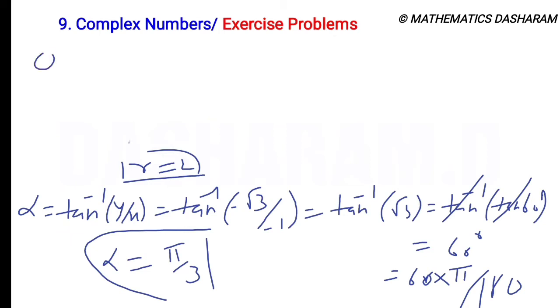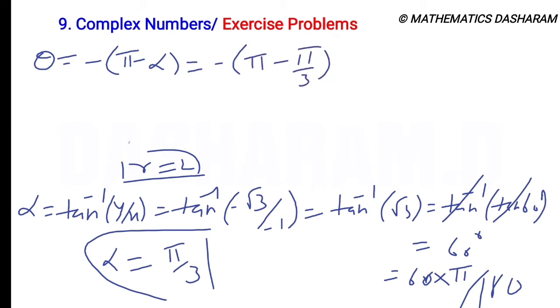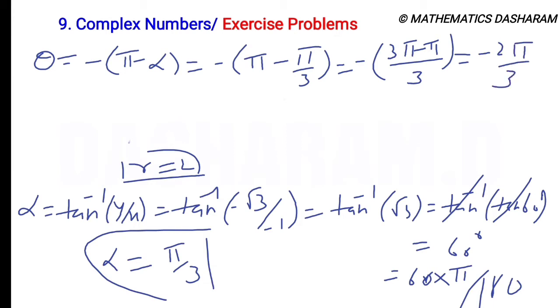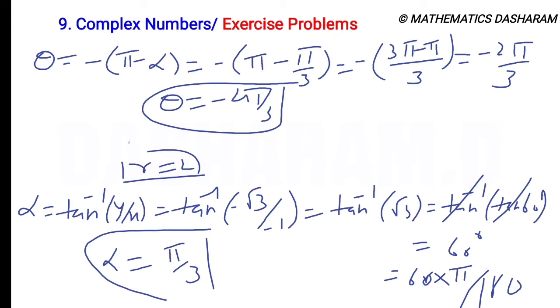So then amplitude theta equals minus bracket of pi minus alpha. So minus bracket of pi minus alpha value pi by 3. So it is equal to minus bracket of 3 is the LCM, so 3 pi minus pi. So it is equal to minus 2 pi by 3. So theta value is minus 2 pi by 3.